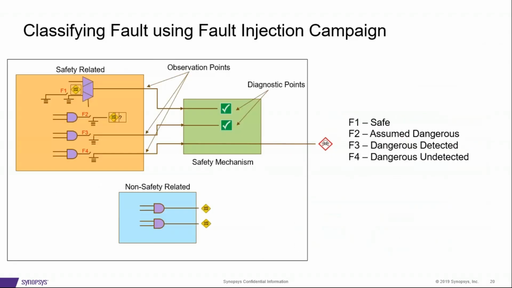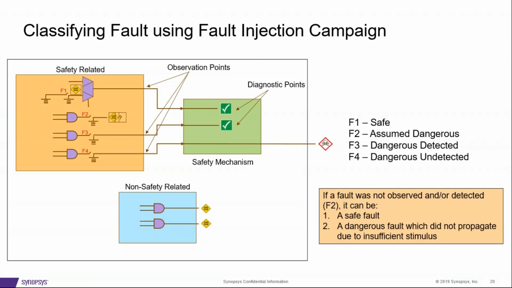So the next thing you want to do is to start measuring the ISO 26262 metrics. An important aspect of doing that is classifying the faults. It's basically understanding that some of the faults are going to be safe, so we don't have to worry about them. Others are going to be assumed dangerous, others are going to be dangerous detected, and others are going to be dangerous undetected, and we certainly need to do something about them. This is something that you can do as part of a simulation process.